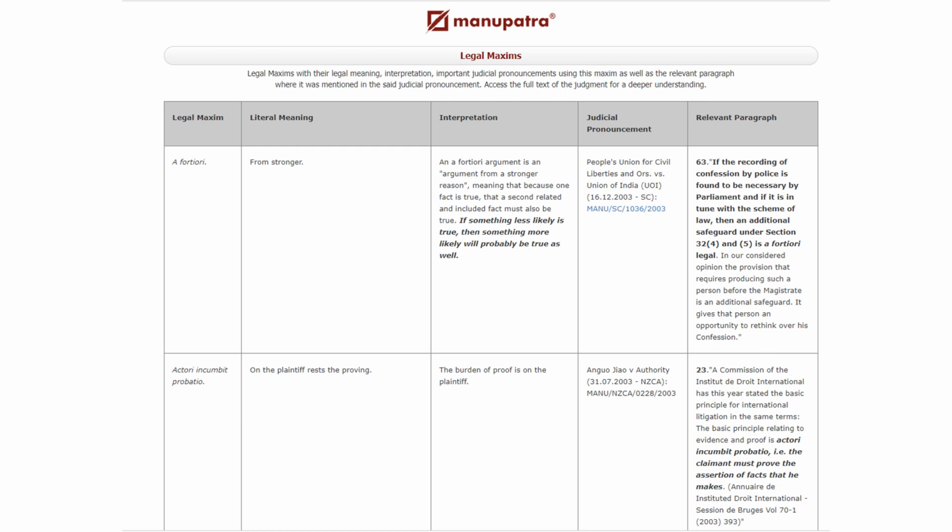If you look at this screenshot, you will see that there is a number of columns. The legal maxim, which is usually written in Latin. I've disregarded that because most of us are not dealing with Latin. Then I transfer it to the literal meaning, and I give you an interpretation underneath on the following slides. And I also give you the judicial pronouncement, which means the case law. And then within the case law, you'll notice the last paragraph, it actually tells you what section of the case law that this is quoted from.